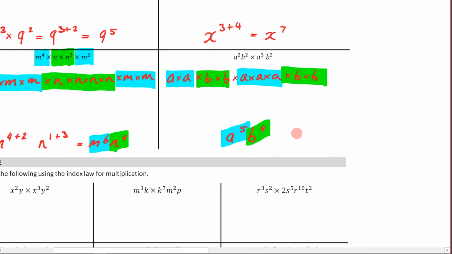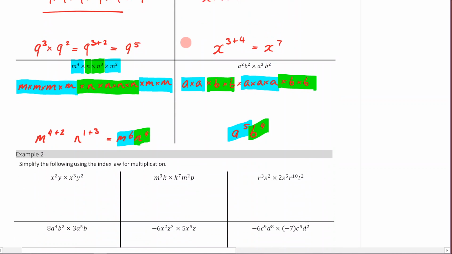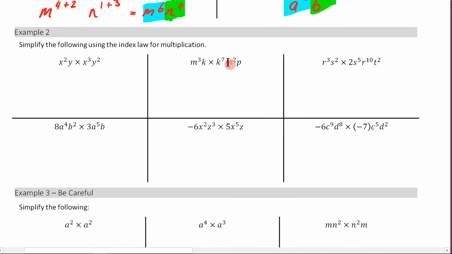Okay, so with that being said, that is kind of the nuts and bolts of index law 1. We're now just going to go through some here, and we're going to answer them the quick way. So this is how you should be answering them after you feel really confident with them. In tests and textbook questions, this is how you should be going about them. You should be going, all right, simplify the following using the index law for multiplication.